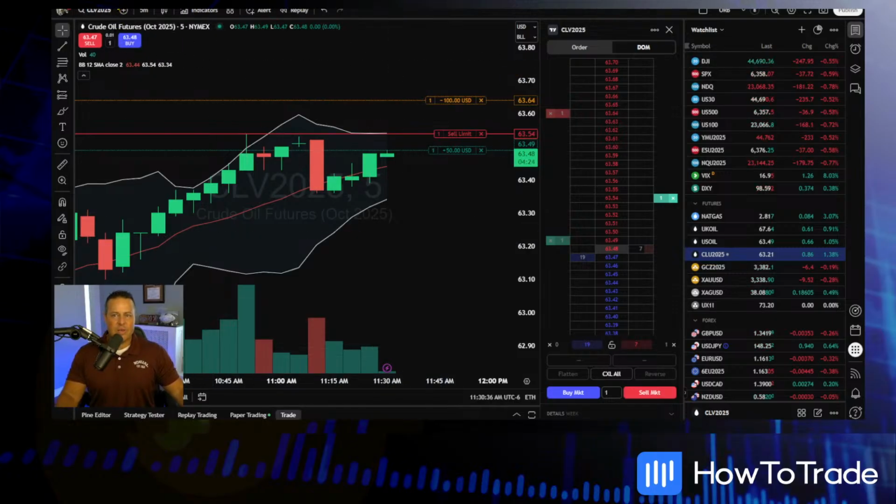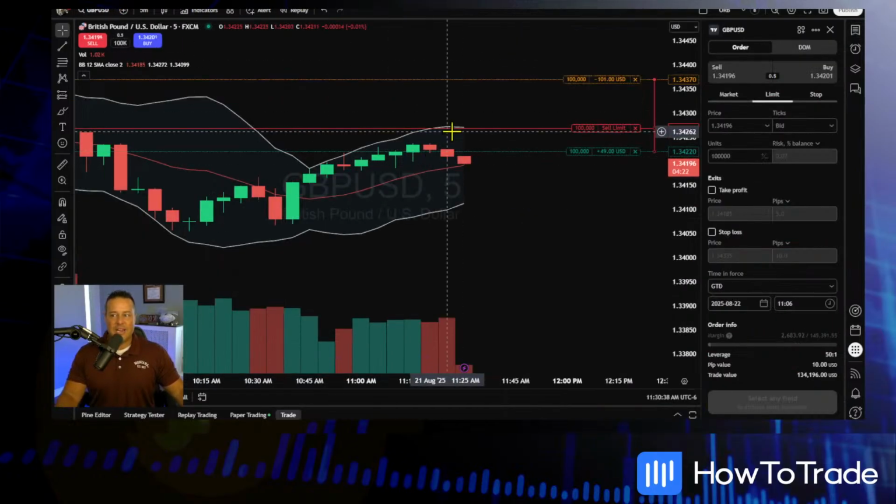Great Britain Pound USD, where are we at? Okay, see, we didn't get filled right there. We've got our order up here, still waiting at 134.26. That's going to be problematic. We're going to have to get a rally up there sometime today to get it.